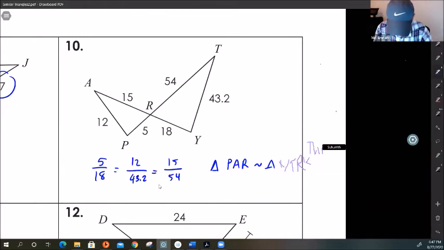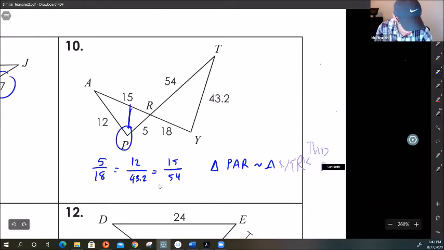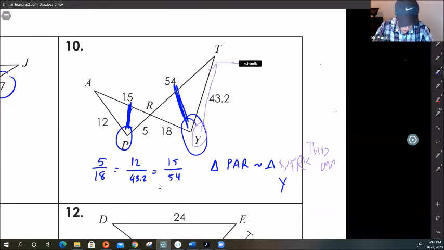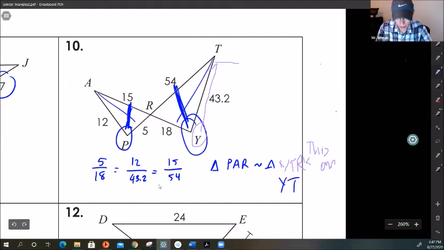P is opposite to the largest side, right? What is opposite to the largest side here? Y, right? Y has to be the first one. And then A is opposite to the smallest side. T is the opposite, so YT. And then R has to be the last one. YTR was the correct answer here.